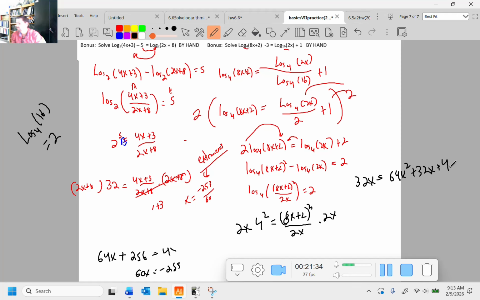Now, cool. 32x's are in balance, throw them away. Subtract 4, divide by 64. Negative 1/16 is x squared, so x is plus or minus the imaginary root over 4. I'll let you figure out how I did that. Now, obviously, these are both non-real, but they are the solutions.